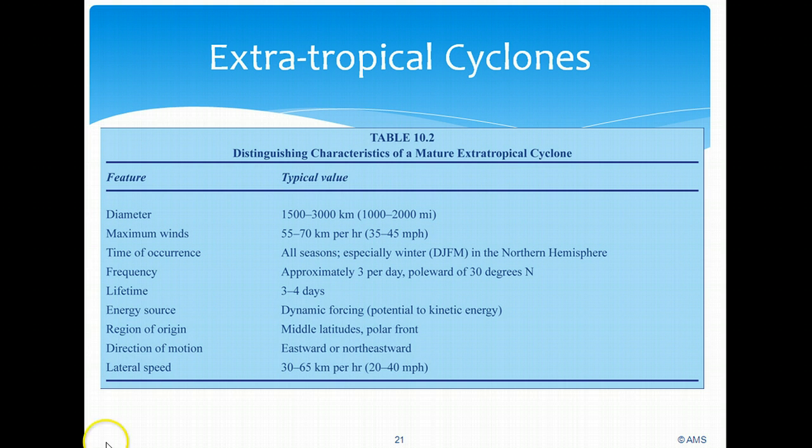These are some of the characteristics of an extratropical cyclone. Very large synoptic scale, 1 to 2,000 miles. Winds can be relatively high. Occurs at all seasons. Frequency, lifetime, energy source, etc. are described here on this particular slide. So look this over.